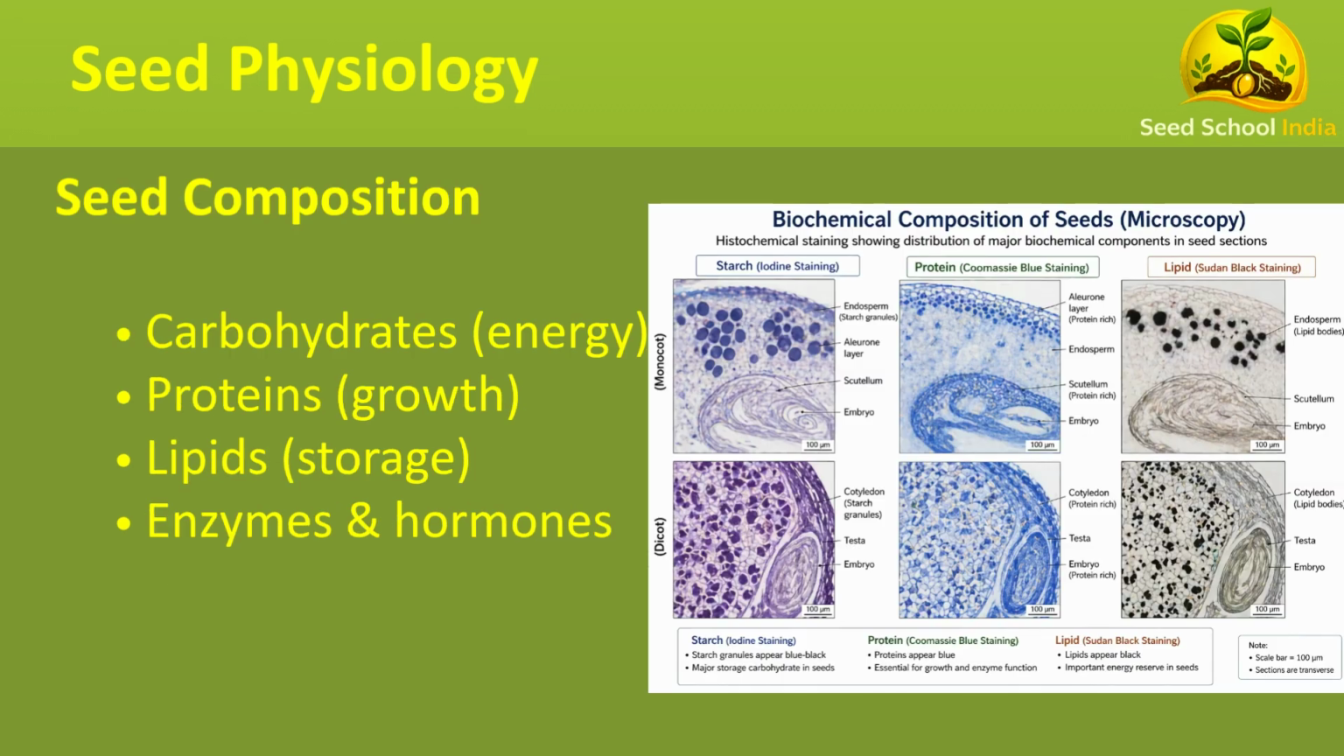Seeds are biochemical storage units. Seeds contain carbohydrates, proteins, and lipids as major storage compounds. Carbohydrates provide energy, proteins support growth, and lipids act as long-term energy reserves. Enzymes and hormones are also present, playing vital roles during germination. In addition, seeds contain enzymes and hormones that remain inactive until germination begins. This stored energy is what drives the early stages of seedling growth.